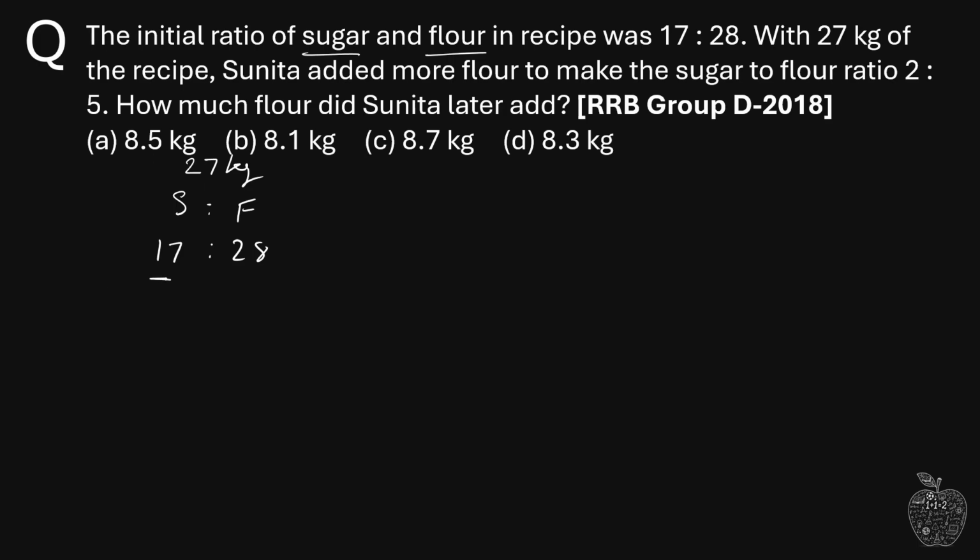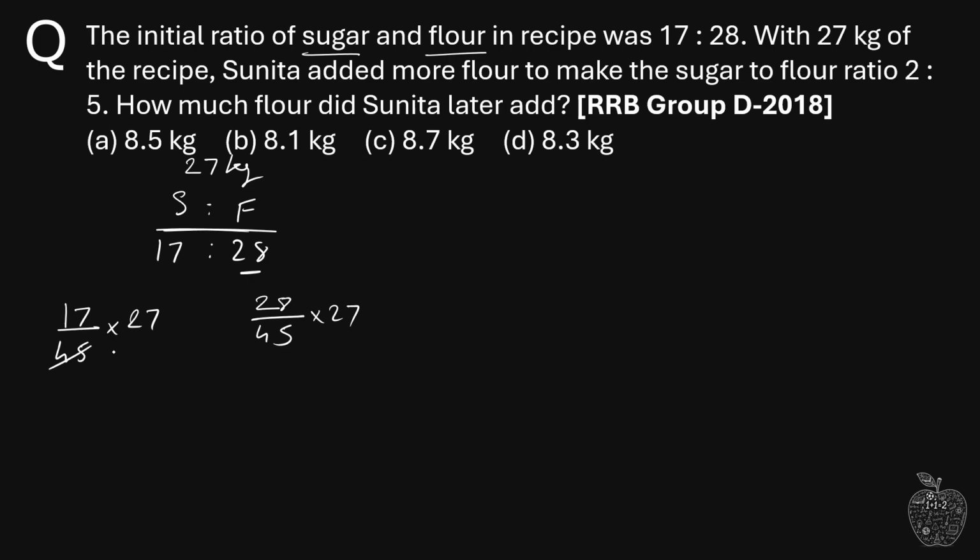So sugar is 17 parts out of the total 45 parts in this 27 kg. And flour is 28 parts out of the total 45 parts in this 27 kg.